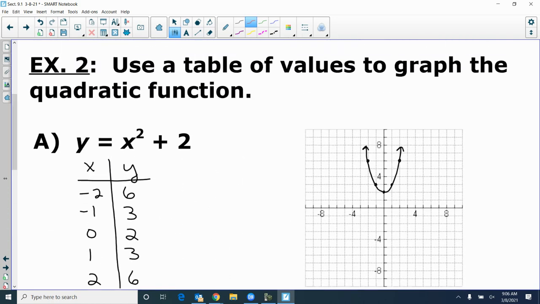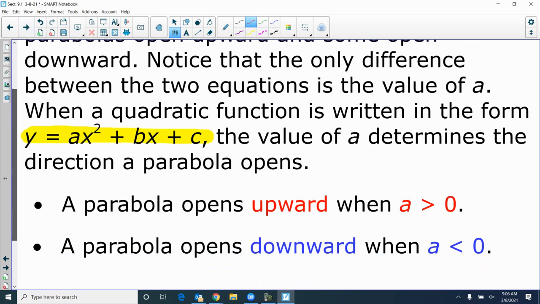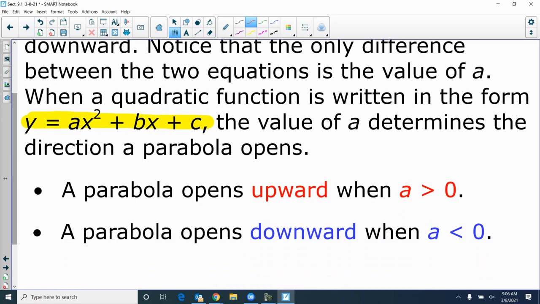All right. One of the big issues here is I want you to see one of them opens up, one of them opens down. Hey, listen up. We need to be able to figure out when it opens up and when it opens down. And that has to do with the equation. If you take a look at those two statements below, the value of A, the number in front of x squared, determines when it opens up or down.